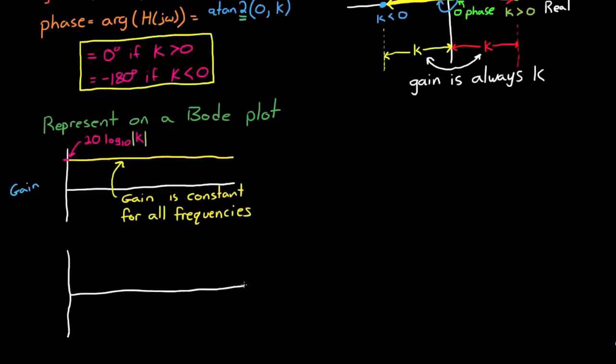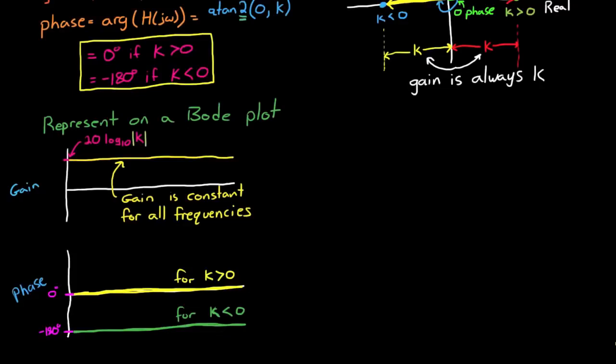And luckily for this example, phase isn't much more difficult. Phase is 0 degrees when k is positive, and it's minus 180 degrees when k is negative. But again, the phase stays constant either at 0 degrees or at minus 180 degrees. It stays constant across all frequencies.